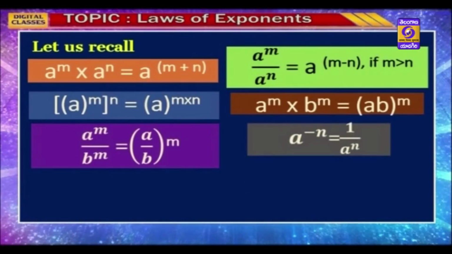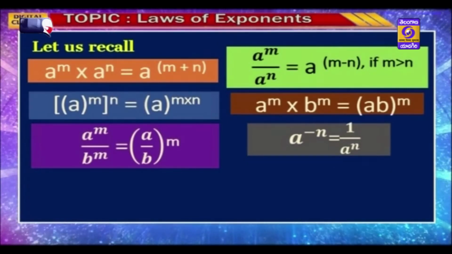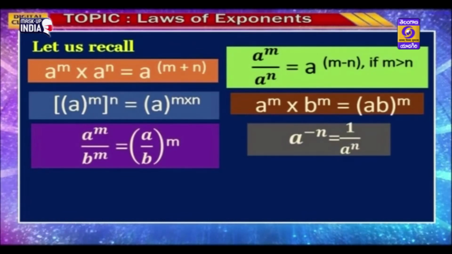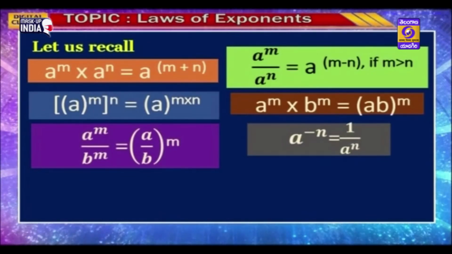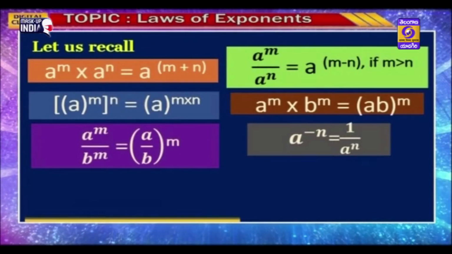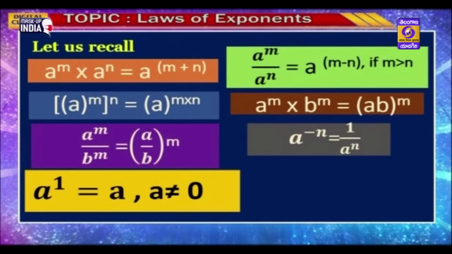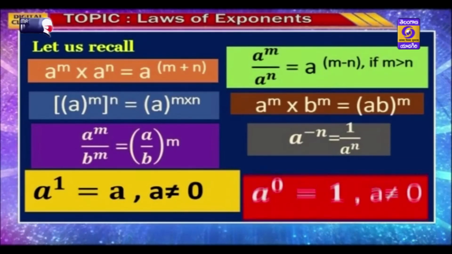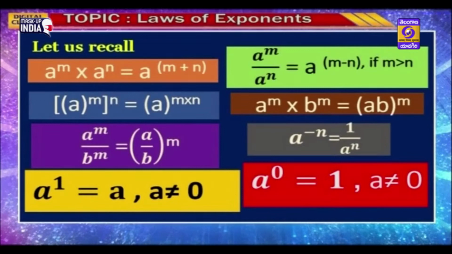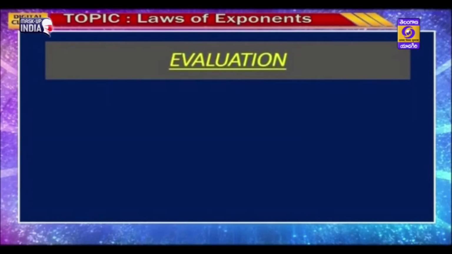See here, a to the power of minus n, negative exponent is there. So you can make it positive by writing the same thing in the denominator, that is a to the power of minus n can be written as 1 by a to the power of n. A to the power of 1 value is a, and a should not be equal to 0, and a to the power of 0 is equal to 1, and here also a should not be equal to 0.